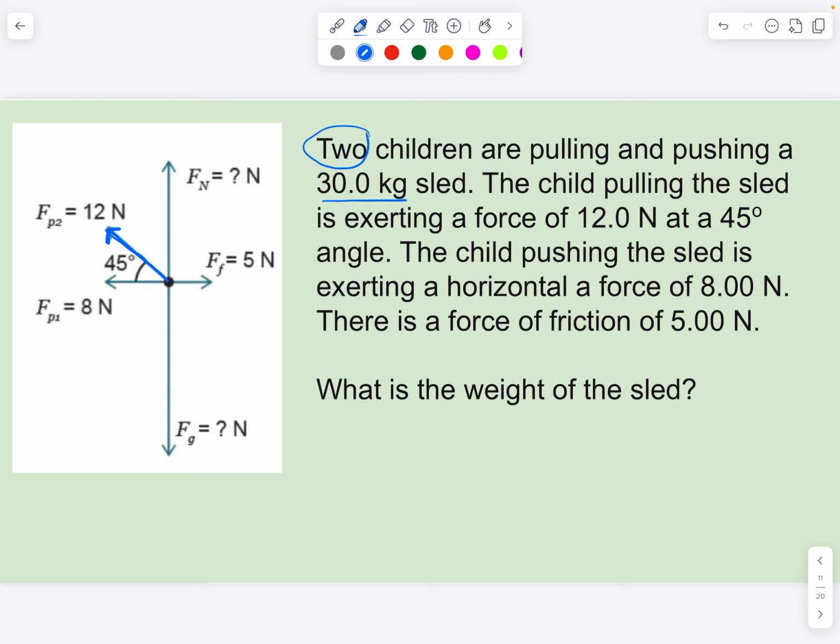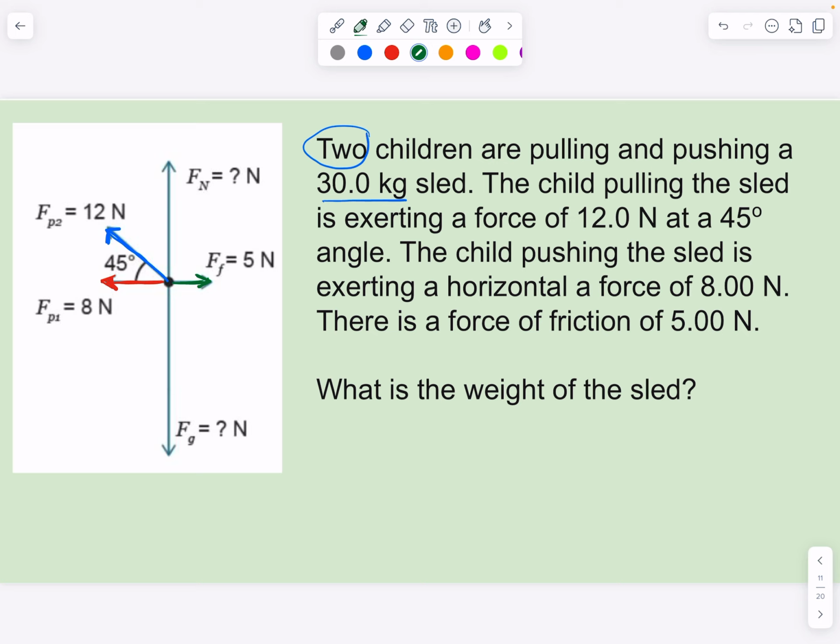The child pushing the sled is exerting a horizontal force of 8 newtons. And so I'm going to just do a different color here because this is a whole different vector, different person, right? Two people are pushing or pulling on that sled, and that's our 8. There's a friction force of 5. So we have 5 going this direction here, going the other way. First question asks us, what is the weight of the sled?